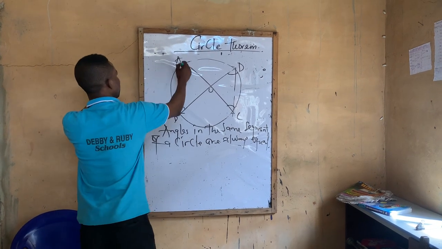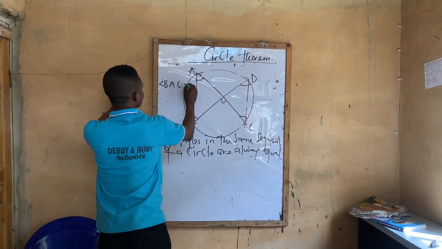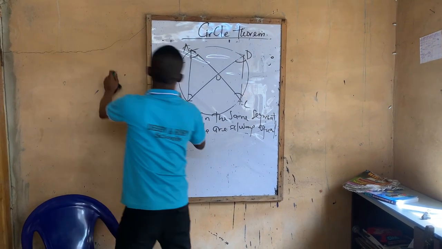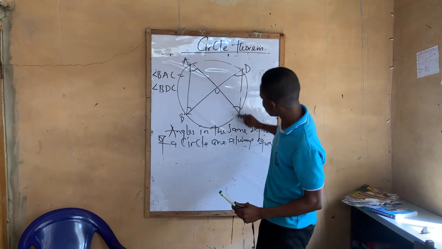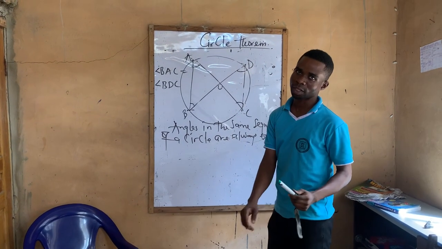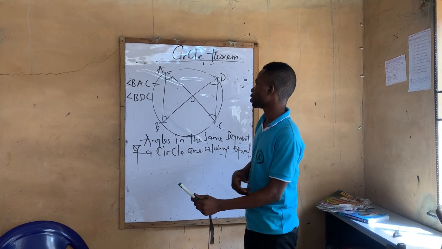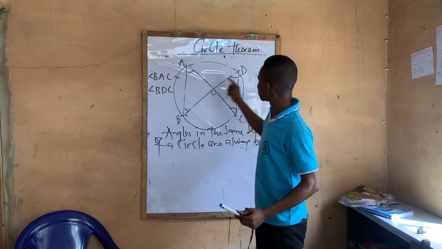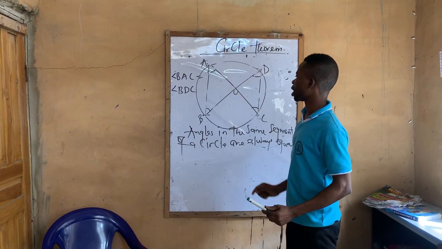That means angle BAC is equal to angle BDC. Angle BAC is the angle formed here, and angle BDC is the angle formed here. So these two angles are in the same segment, and they are always equal. They subtend the same chord. This is a chord, this is another chord. They subtend the same chord in the same segment, so they are always equal.